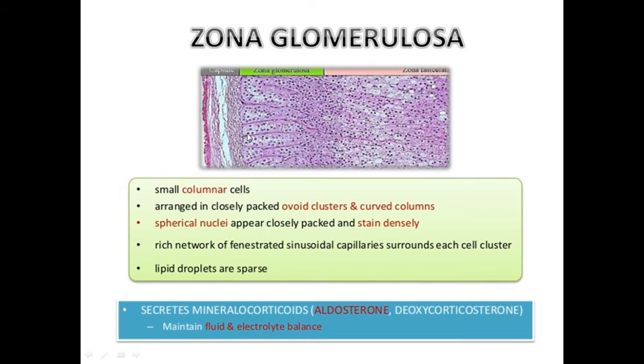They are responsible for secreting mineralocorticoid, and the main mineralocorticoid secreted by the glomerulosa is aldosterone, which is responsible for maintaining fluid and electrolyte balance. Only a few lipid droplets can be visualized, but the difference is that it contains dark stained nuclei.